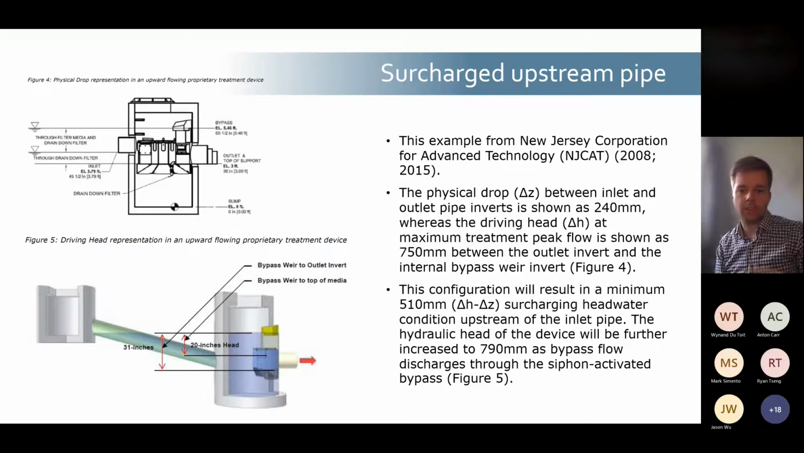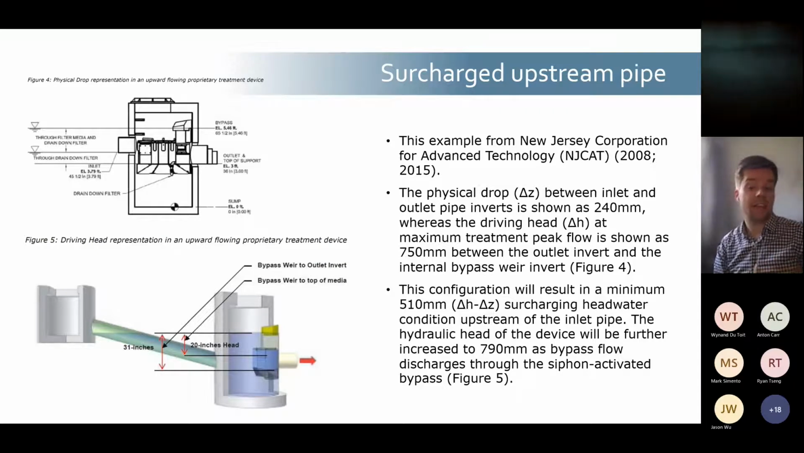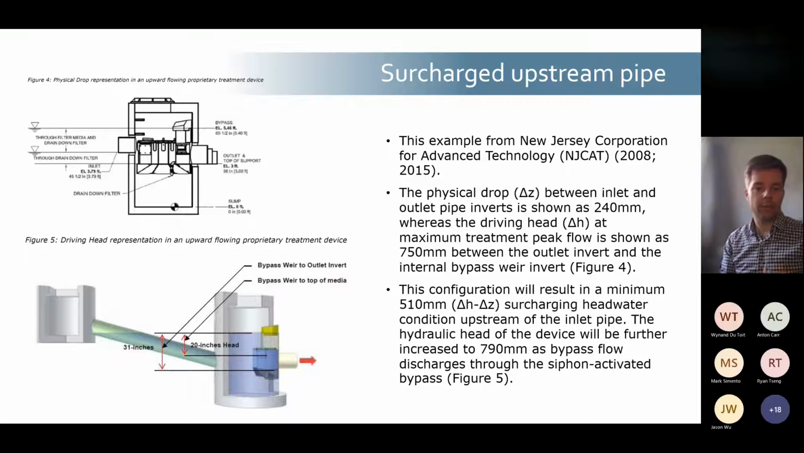So this is an example taken from the New Jersey Corporation for Advanced Technology, an NJCAT report. The physical drop between inlet and outlet is 240 millimeters, whereas the driving head at the treatment flow rate is 750 millimeters. So you can see then that you're going to have water surface elevation within the device that is going to surcharge your upstream pipe to be able to achieve the treatment flows through the device.